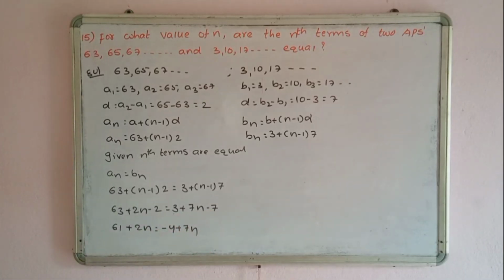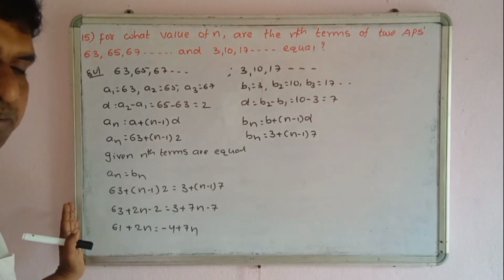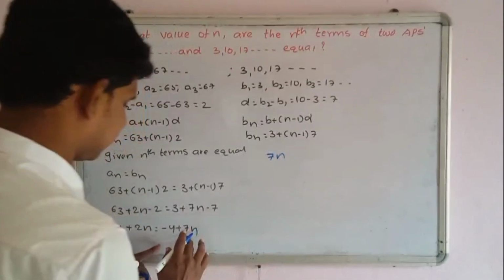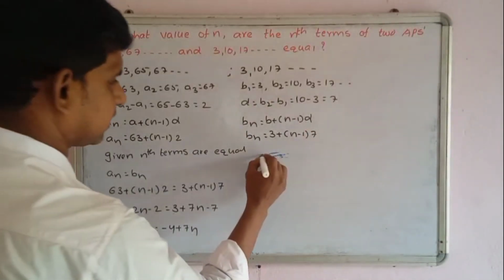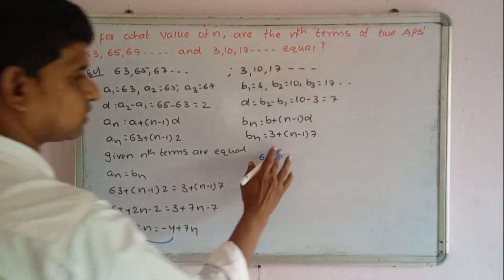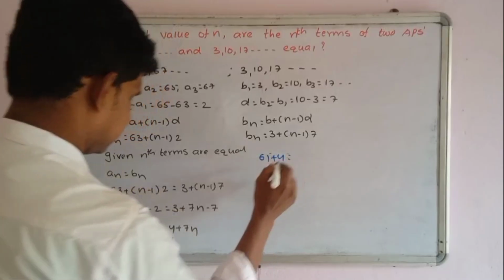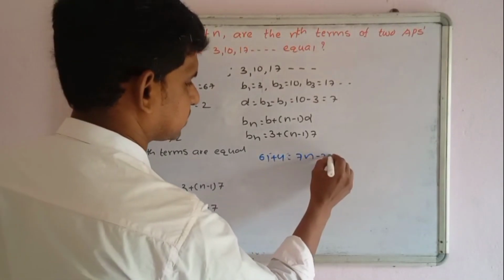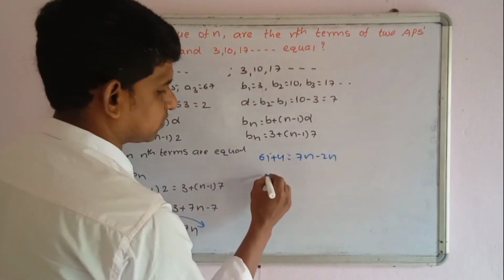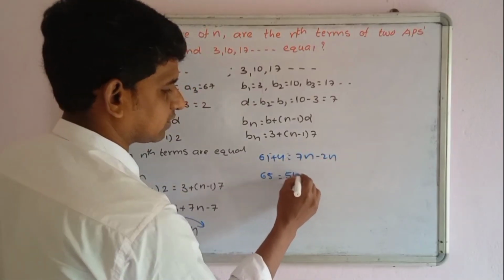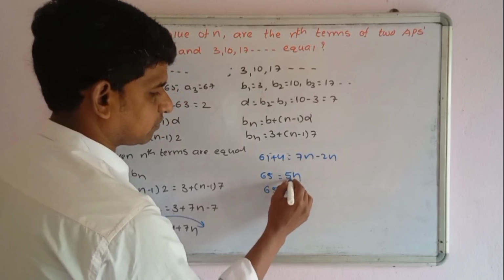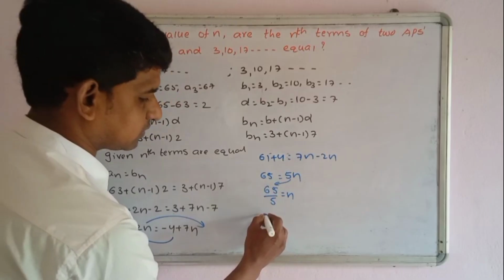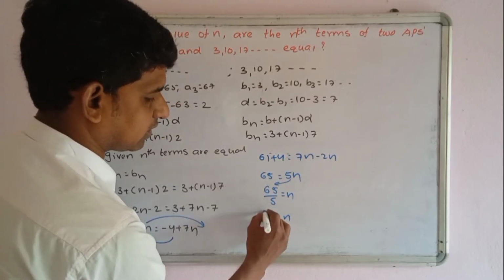Now 7n, here 7n is there. Okay, first 61 minus 4, transpose left side, plus 4 equals 7n. These 2n transpose to the right side, minus 2n. 61 plus 4 is 65 equals 5n. So 65, 5 transpose left side, divided by 5 equals n. 65 by 5 is, 5 ones are 5, 5 threes are 15. So n equals 15.